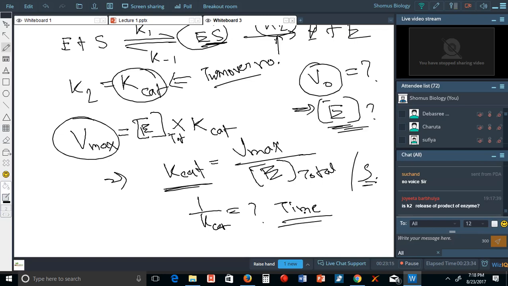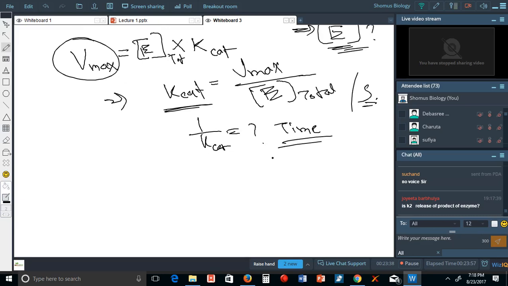Got it? So if we inverse the kcat value, we get the amount of time required for converting one substrate into one product molecule. So as we now know the kcat, there is another term, catalytic efficiency.